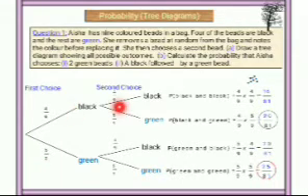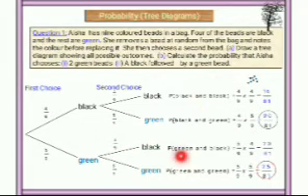Now, because it is what? Independent. So for the black is also 4 over 9. Green is also 5 over 9. Here, black is also 4 over 9. Green is also 5 over 9. Is that clear? Now, to get the probability of what they have asked us to find. So this is the tree diagram now, where it has to show all possible outcomes.